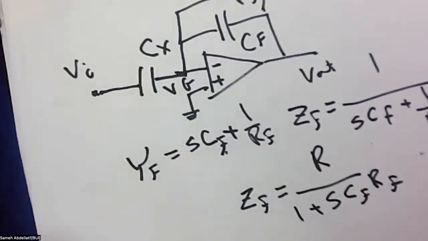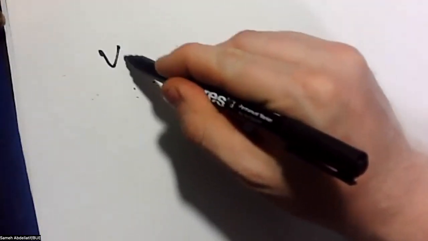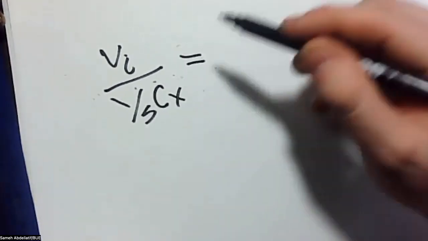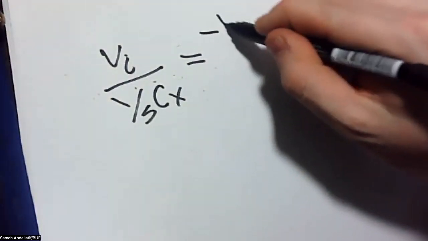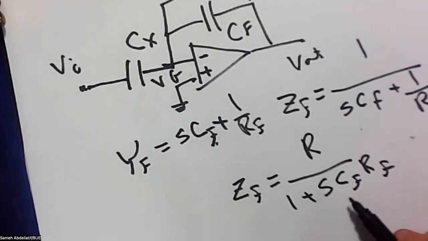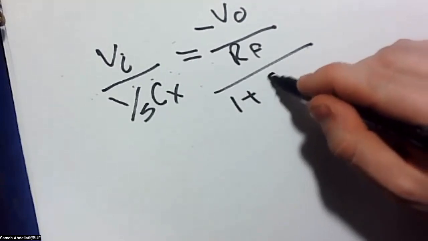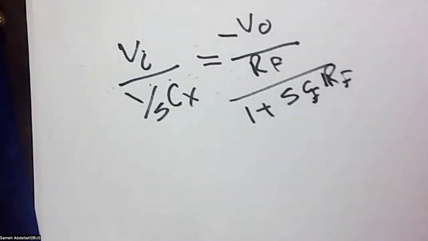So as you can see here, we can write an equation. Again, don't forget this. This current, which is V input minus 0, which is the V input, over 1 over SCX, will equal the current flowing here, which is equal to 0 minus V output, so it's minus V out over the equivalent feedback impedance, which is RF over 1 plus SCF RF. So this is simply the equivalent value of the current, and this is a nodal analysis for the circuit.